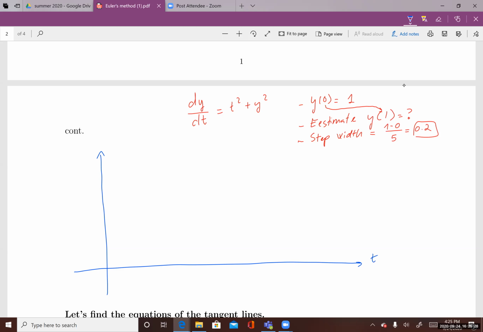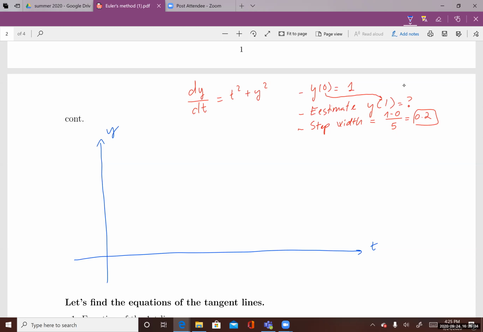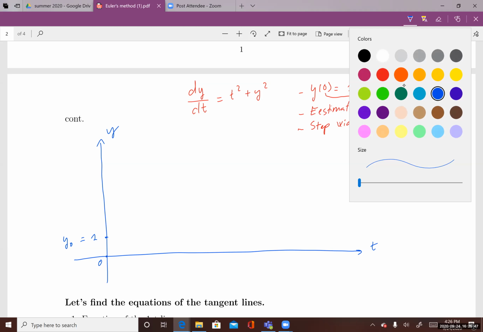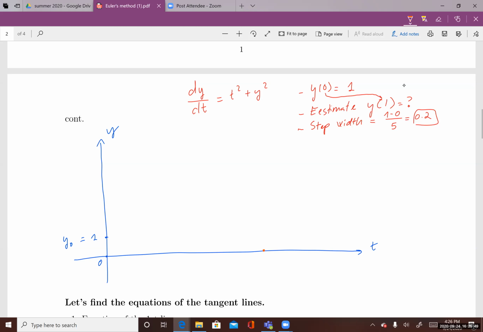So I have t, I have y. I have my initial value as 0 and 1. So this is y0. Okay, and I know that my step width is 0.2. I know my destination is 1. I need to know what is y of 1. So I divide the interval from 0 to 1 into 5 equal parts.